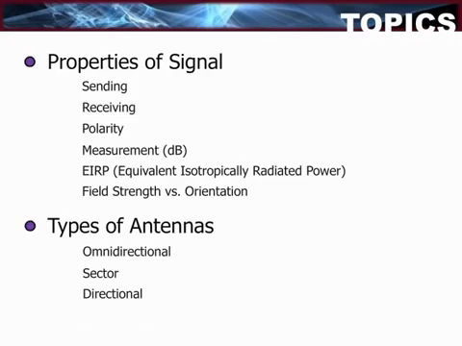We will then discuss how the field strength of a signal can change at different orientations with respect to the transmitting antenna. Generally speaking, there are three types of antennas used in 802.11 wireless systems: omnidirectional, sector, and directional antennas. We will see how each of these differs from the rest.